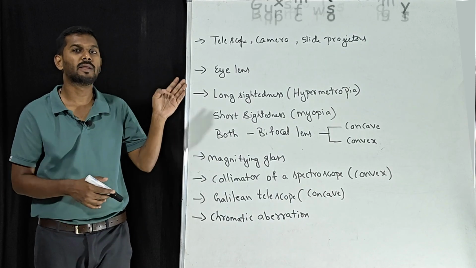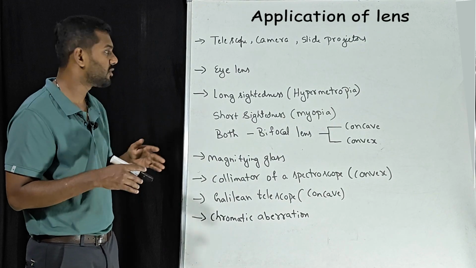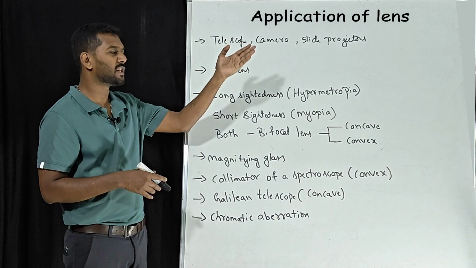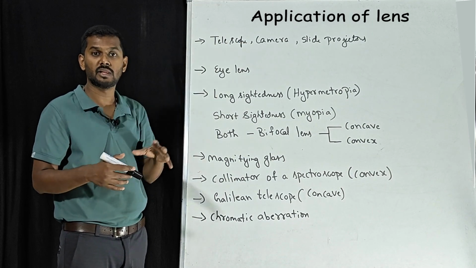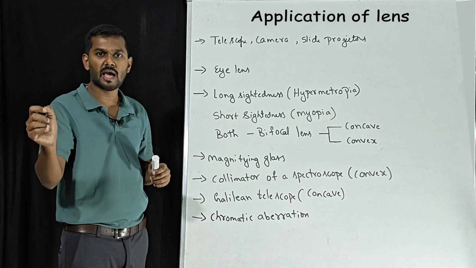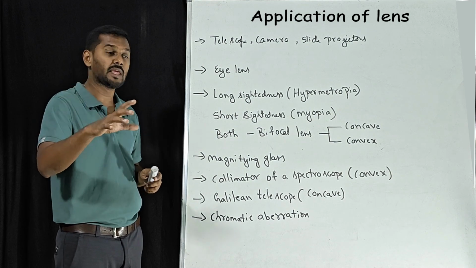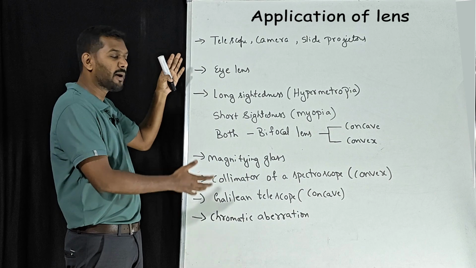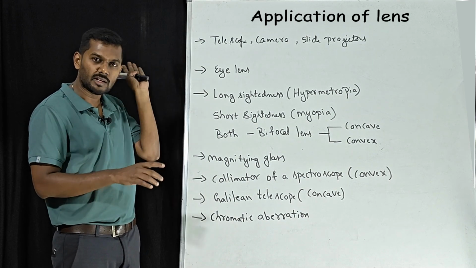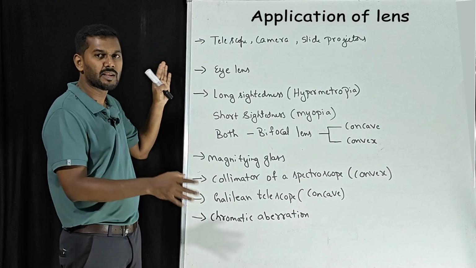Now we'll talk about applications of lenses, where actually we are using it. See, telescope, camera, slide projector, this is what. Whenever we are learning the ray diagrams, in every ray diagram there was an application, correct? That one only we are combining together. That's it. So if you have learned there, that is okay. Now we are combining and learning.